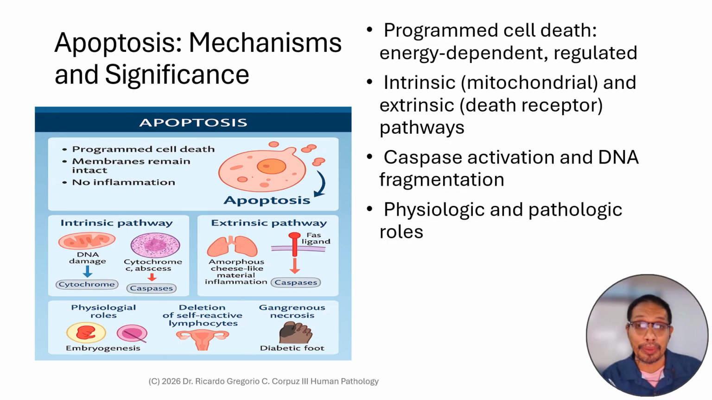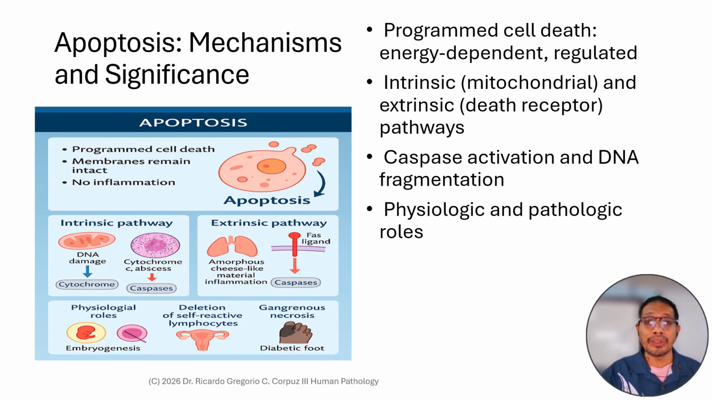In many cases, apoptosis is not only normal but essential for healthy tissue function. It is the body's way of removing cells that are no longer needed and are potentially harmful or have sustained irreparable damage. Apoptosis can be triggered in two major pathways, an intrinsic and an extrinsic pathway.